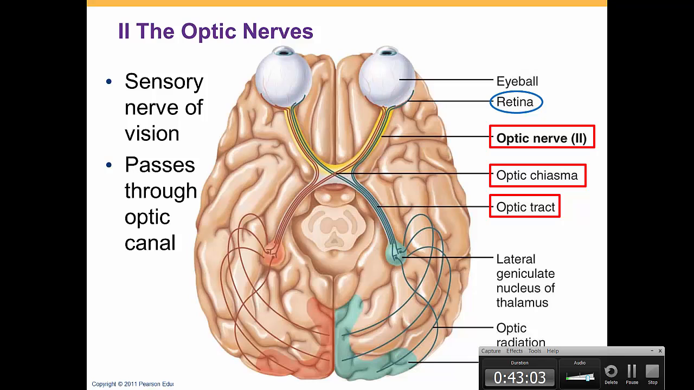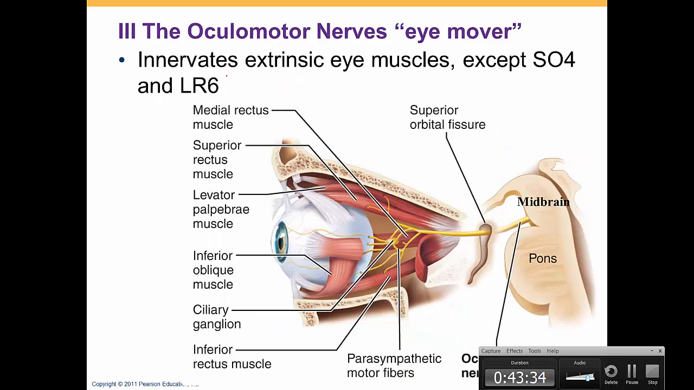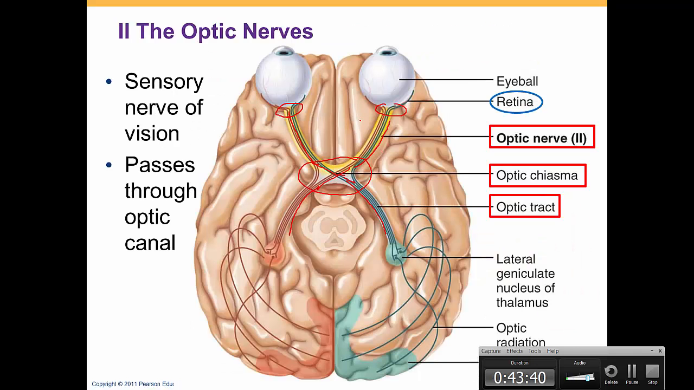Second one is my optic nerve. The optic nerve starts here, the retina, and this is going to be my optic nerve. Now a part of the optic nerve crosses to the other side, and that cross section area is called my optic chiasma, and whatever is behind that we call the optic tract. So we have optic nerve, optic chiasma, and optic tract. Just let me remind you that the optic nerve travels through the optic canal.